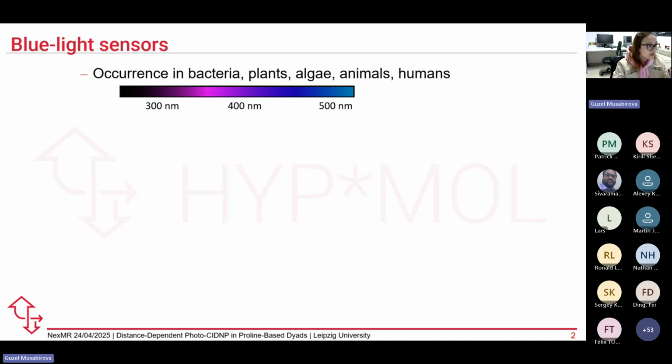As we know, many biological systems use light for signaling and control. And one fascinating example is blue light sensors. They are found in many organisms: bacteria, plants, algae, animals, humans. And these sensors are called blue light photoreceptors. They are special proteins that can detect blue light and trigger specific biological responses.